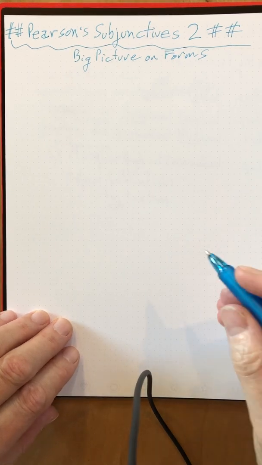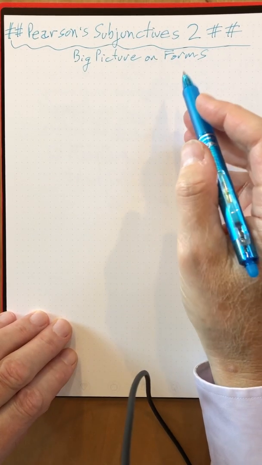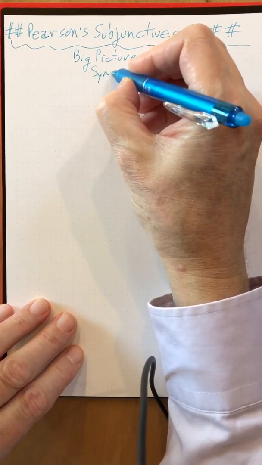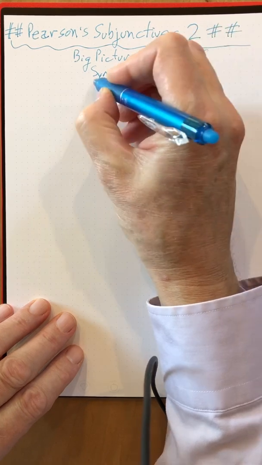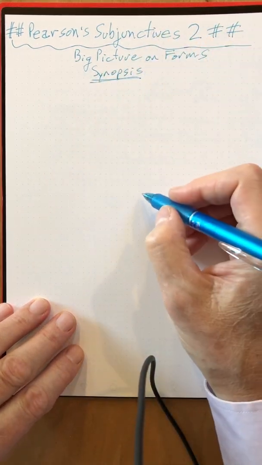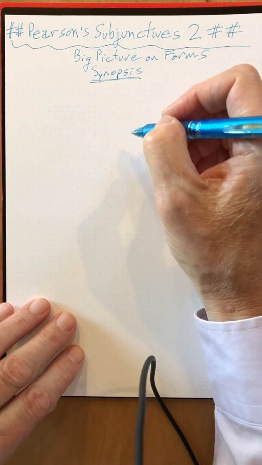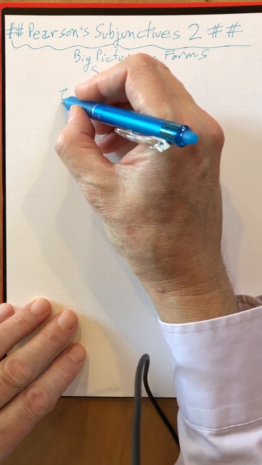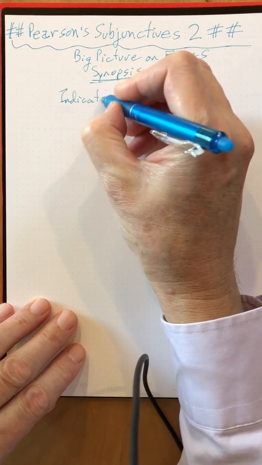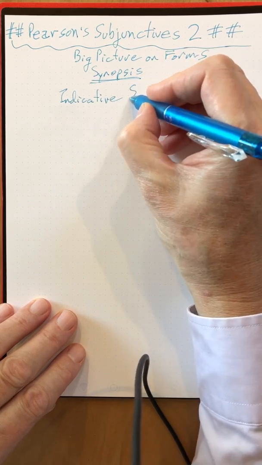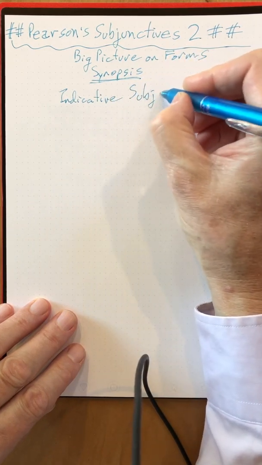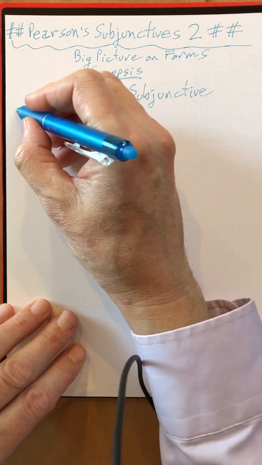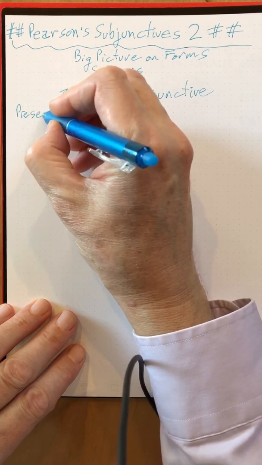This is Pearson Subjunctives Part 2, the big picture on forms. So I'm going to use an abbreviated synopsis. I did this a few days ago, a synopsis, just to give you the overview, which is exactly what synopsis means. So I'm going to have the indicative here, and I'm going to compare it side by side, literally, with the subjunctive here. All right. And you're going to see pretty quickly what the differences are.